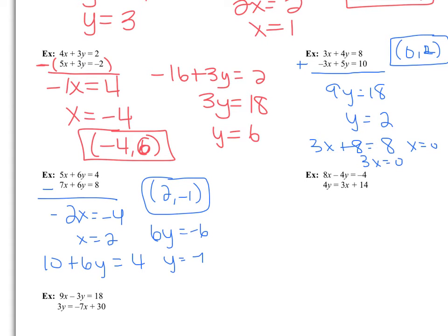And then I plug that into the top equation to get 3x plus 8 equals 8. If you minus 8 from both sides, you get 0, so x equals 0. Final answer, (0, 2). On this equation, you can cancel out your y's by subtracting, because 6y minus 6y is 0. So 5x minus 7x is negative 2x, 4 minus 8 is negative 4.